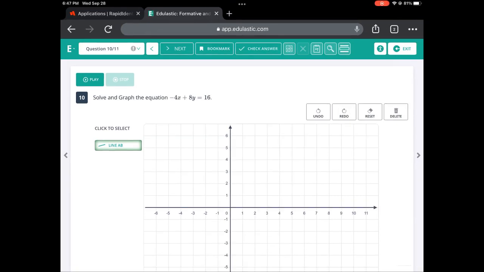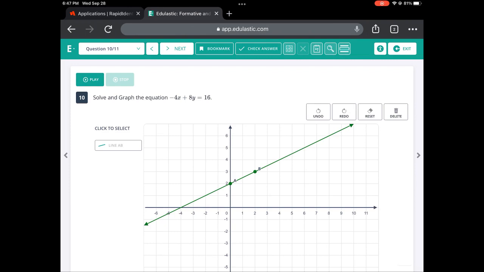Remember, first I need to graph my y-intercept. In this particular case, that is a 2. I will click line AB and I click on 2. Now notice, my A point is in the correct place, but I need to click and drag my B point. My B point, I need to go rise 1 and run 2. Rise over run. So I would go up 1 and over 2 with my B value. And that's where it needs to go. And now I've graphed that line.